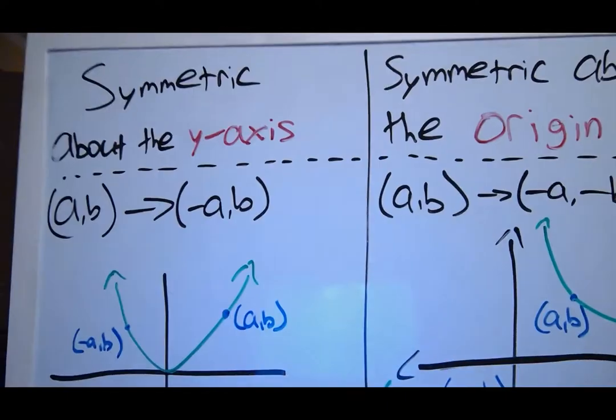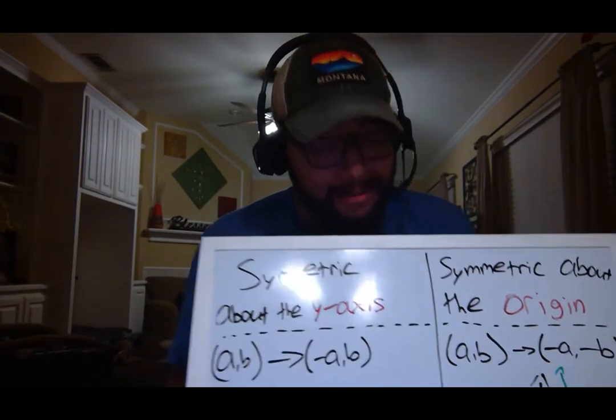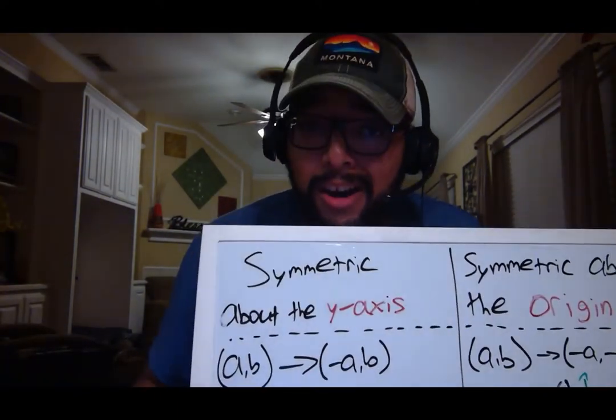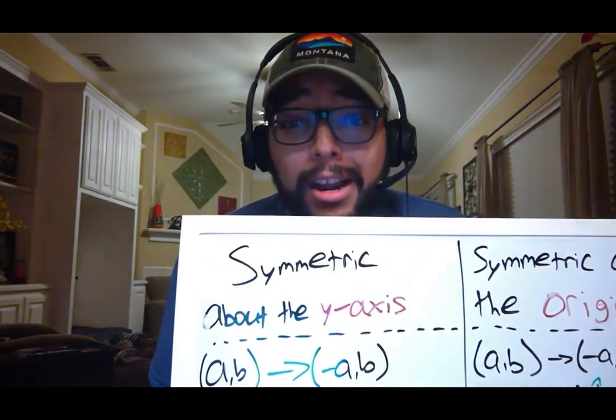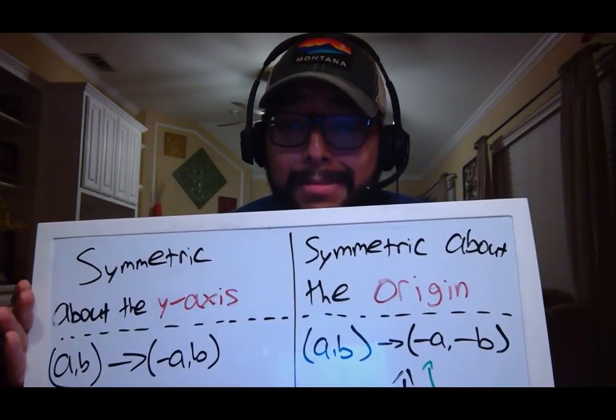Now, today's about symmetry. Okay? Happen to have this contraption known as a whiteboard. Now help us out right now. Okay? All right. Now, we're focusing on two types of symmetry. Okay? Symmetric about the y-axis and about the origin.